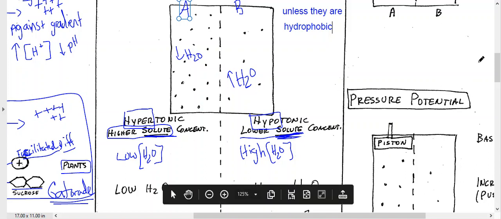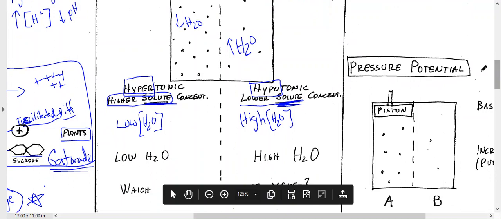Well, we know that water is going to diffuse across the semi-permeable membrane. It's going to go from a high to a low concentration. So water is going to go from side B to side A. And that's just simple diffusion of water. That's just osmosis, right? Also, let's make sure to put this in brackets. It's low water concentration and high water concentration. It's not just low water and high water. So don't forget the brackets.